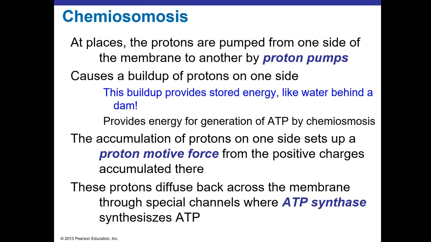So that's why chemiosmosis as a process is very important. Those 3 proton pumps are going to build up the protons on the outside of the membrane, and similar to water behind a dam, that's stored energy. That accumulated proton motive force is now going to want to come back across the membrane, and if we only allow it to come through the special channel, the ATP synthase, we're now able to synthesize ATP. So that's how we take the potential energy that NADH, that FADH2, and actually harvest it to make ATP.